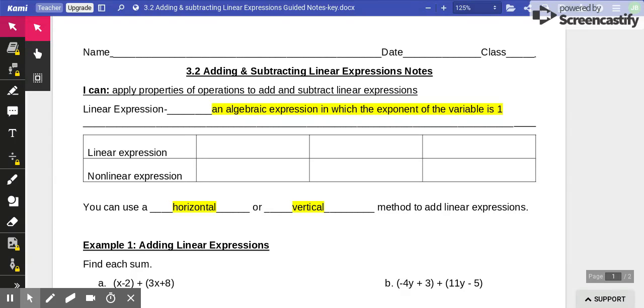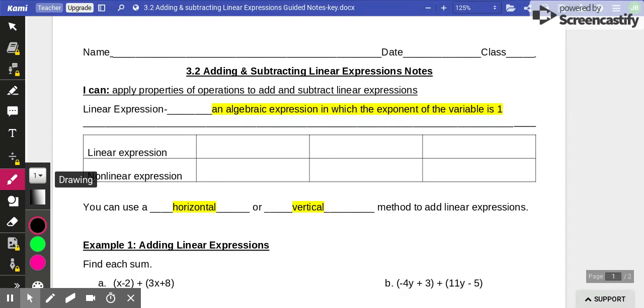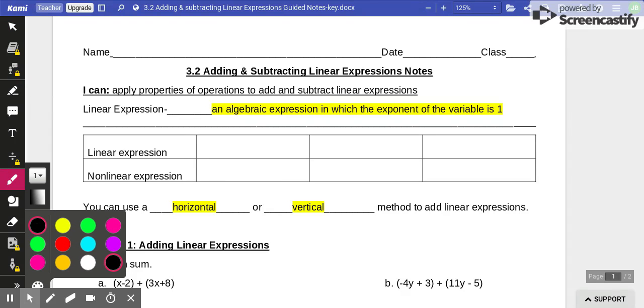So keep in mind, as we head into other chapters and as you get into higher levels of math, you will have variables that have exponents with a number that is greater than 1. So let's look at our linear expression. A linear expression could be something like negative 4x, 3x plus 5, or 5 minus 1/6 x.